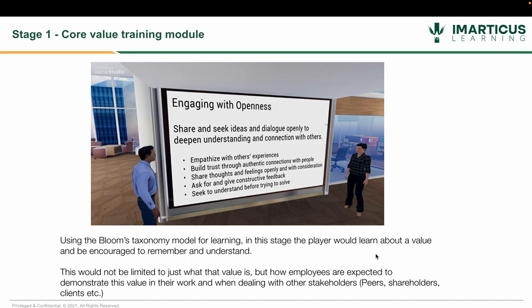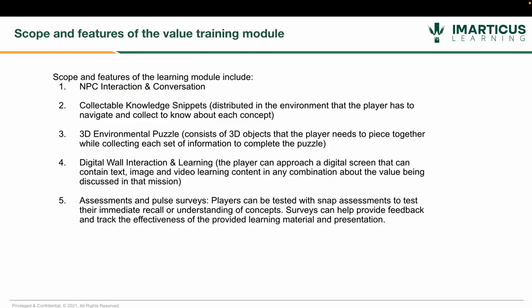So here what happens is, we first look at the entire learning component, and we expose them to each of the values. That is the first stage of the entire process. The first stage is where you could train people on the values through multiple interaction levels. It could be NPC interactions, it could be a collectible knowledge snippet that we spawn across the entire 3D space, or a 3D environmental puzzle that we will create.